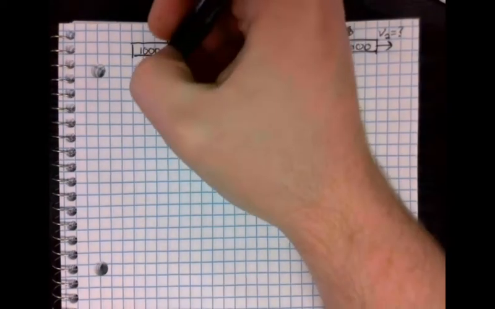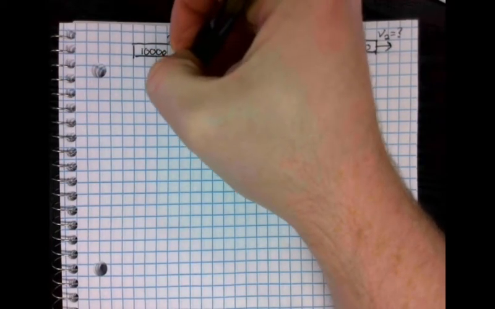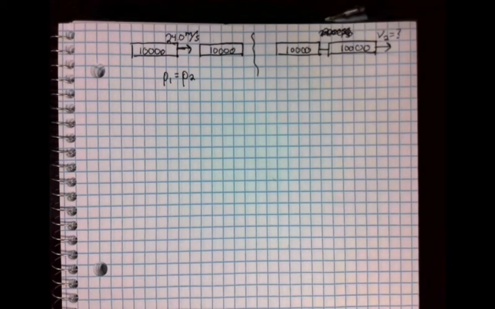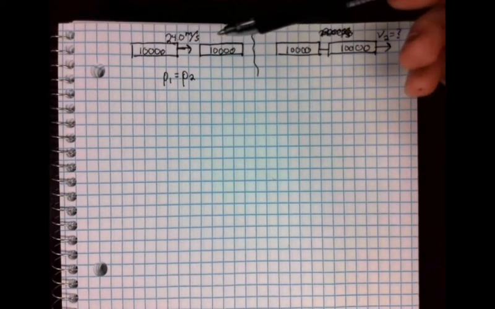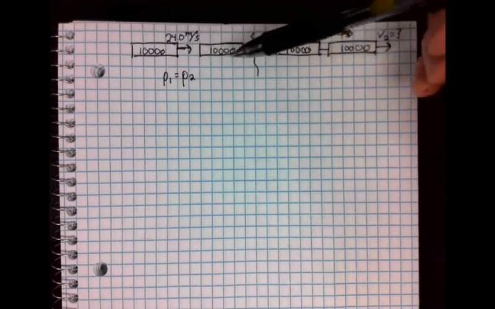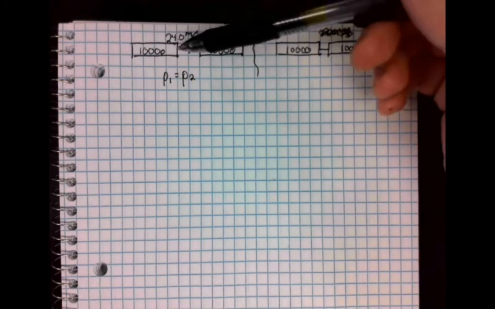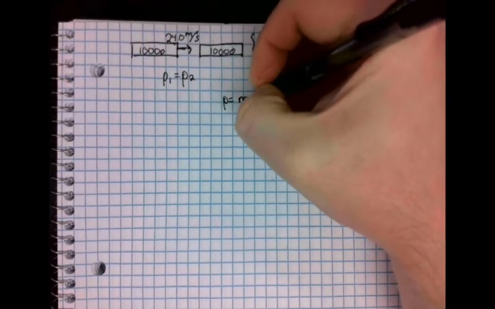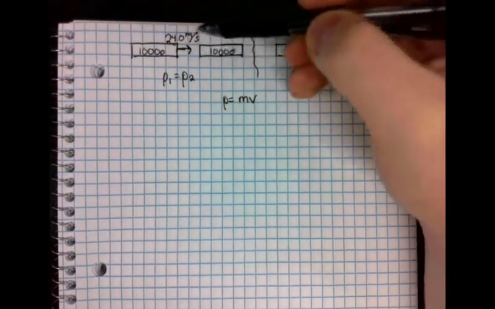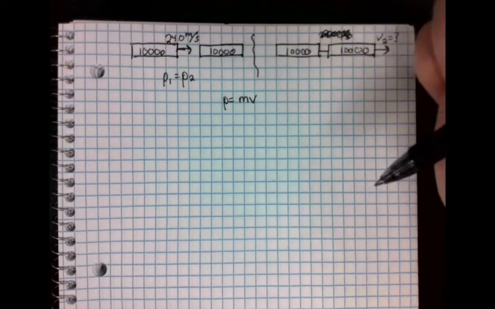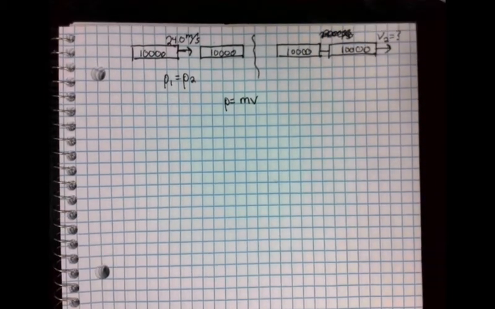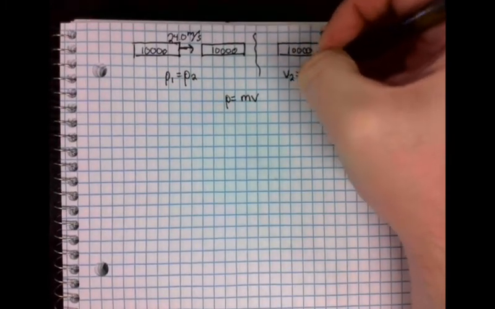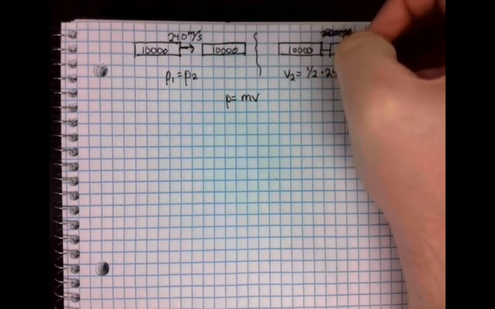Now, we could do some solving here. We could use that momentum 1 is equal to momentum 2, and solve with that. But conceptually, you can wrap your head around why it's going to be the way it is, because these are identical masses. If momentum has to stay the same, and momentum is equal to mass times velocity, we are doubling the mass when this attaches to it. If we double the mass, the only way momentum can stay the same is if we cut the velocity in half. So V2 must be half of 24, which is 12 meters per second.